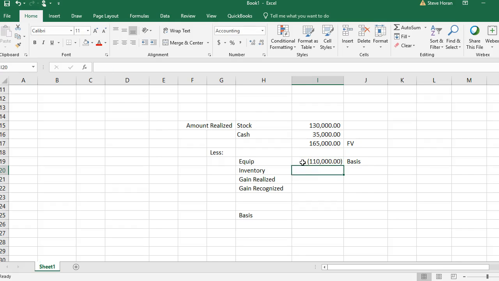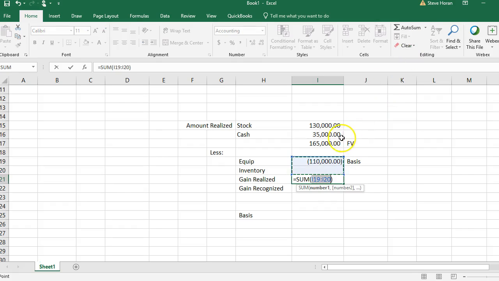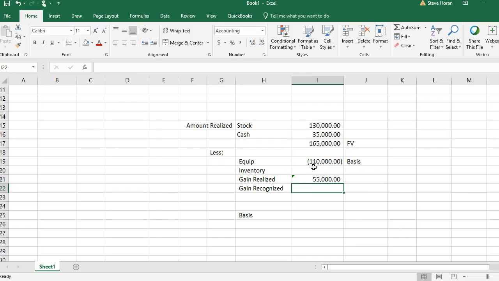Okay, and so the gain is pretty simple to calculate. 165 minus the 110 is 55. And then the realized gain is simply the cash back. Yvonne got 35,000 cash back out of the business. That's a taxable event. So she has to pay long-term capital gain tax on the 35,000 at the 15 or 20% rate. We don't know what that is.